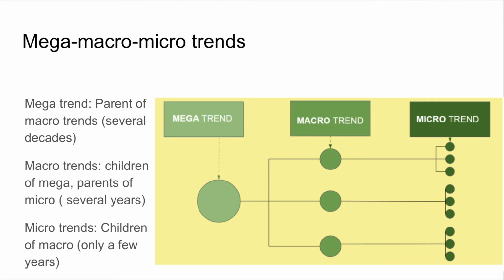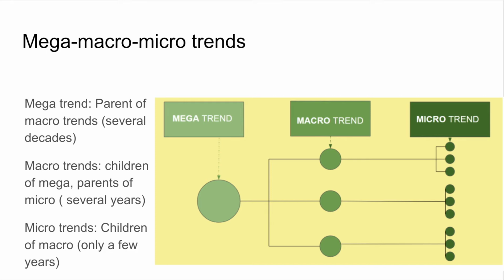And in the end, we got the micro trends. The micro trends are then the children of the macro trends. It also means that macro trends spawn micro trends. Micro trends are not around for as long, but they are many. And this is basically what we're seeing here, that the mega trends, there are few, there are more macro trends, and there are loads of micro trends.